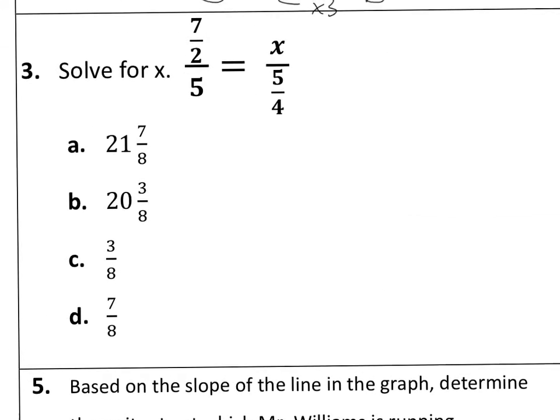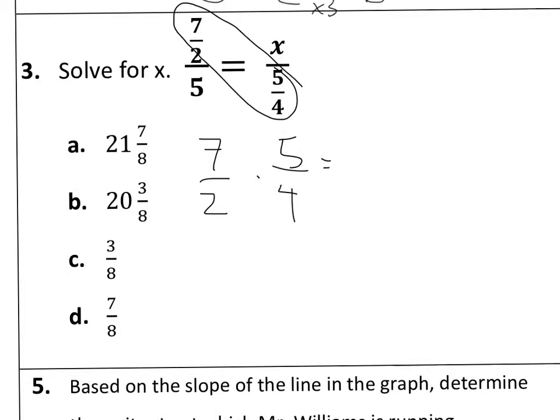Moving right along, number 3. This is a tricky one for a lot of students because it involves fractions and when we cross multiply. So I'm going to just do it: 7 over 2 times 5 over 4 gives us 35 over 8. Now we can take that answer and divide by 5. So I'm going to show that, divide by 5. Another way to think about divided by 5 is you can actually think about it as 5 over 1.